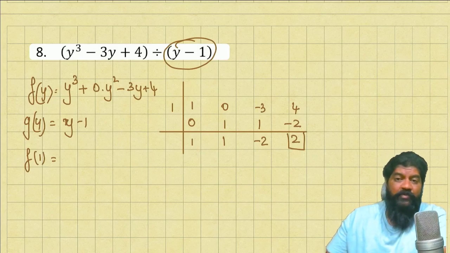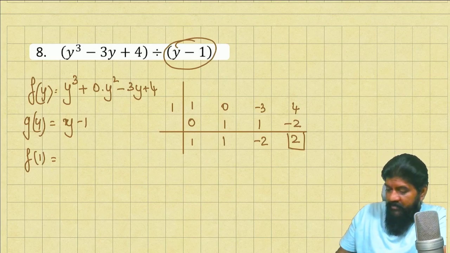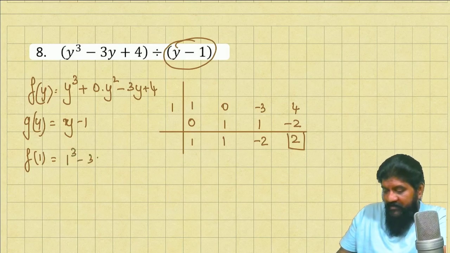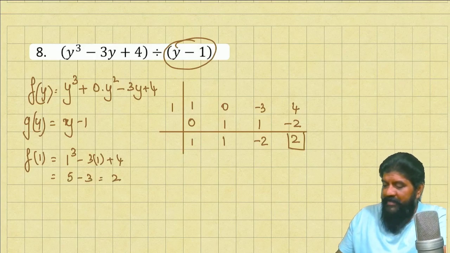Having said that, you can certainly do this in your working column to confirm if your answer is correct. In that way, it will be helpful to you. So here I'll have 1 cube minus 3 into 1 plus 4, which is nothing but 5 minus 3, and that's going to give you a 2, which is what I got here.